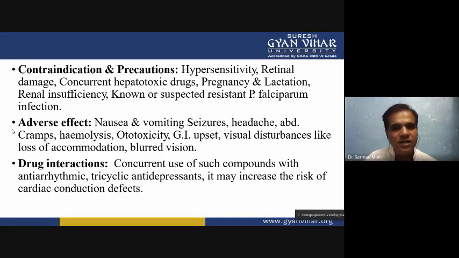Always watch for hypersensitivity and any history of hepatotoxic or renal problems. If that is present in the patient, then we always have to avoid it. In pregnancy and during lactation, we should not prescribe these anti-malarial drugs.